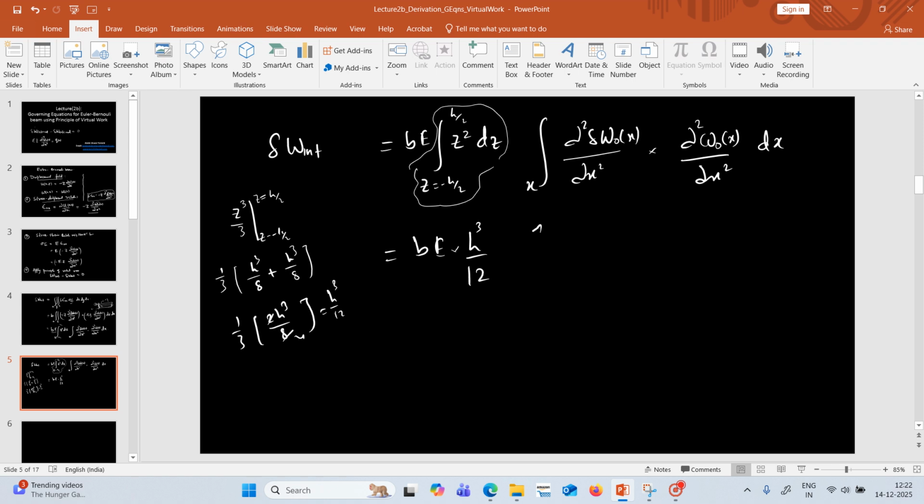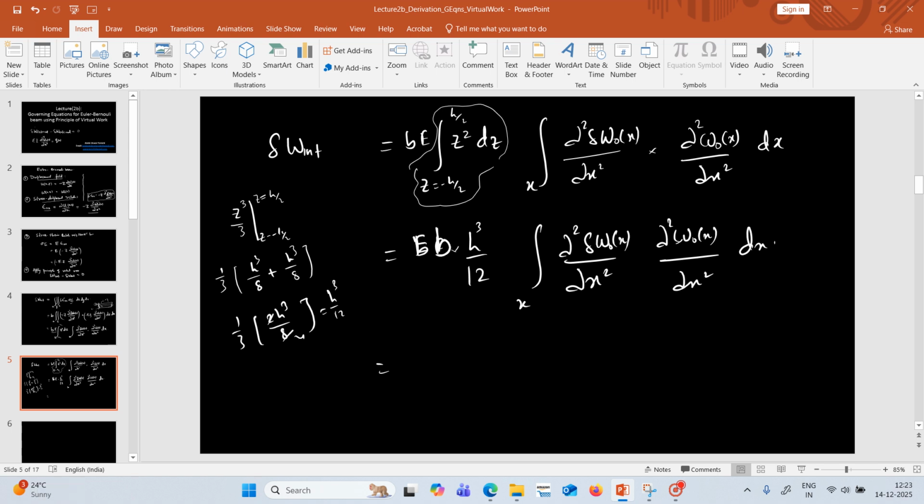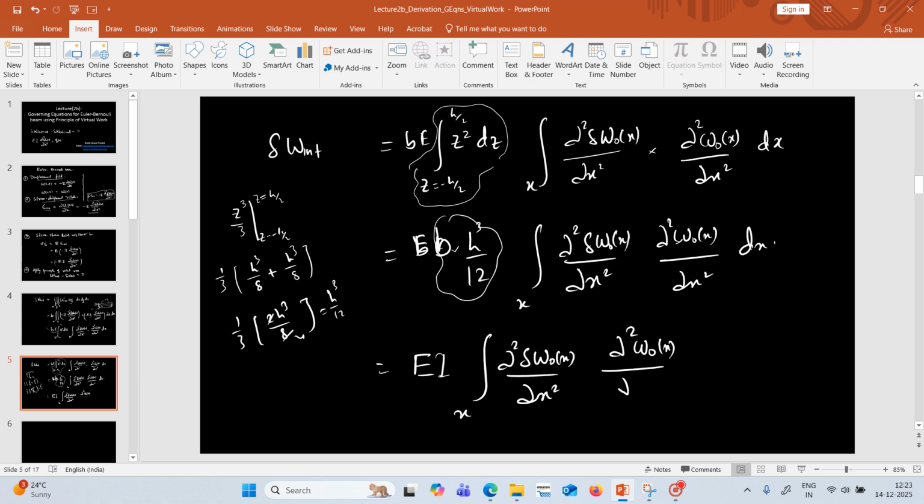The integral over x of del 2 delta w naught of x by del x square into del 2 w naught of x by del x square, whole dx. If we write E first and then b, we have b h cube by 12, which for a rectangular section is the moment of inertia, the second moment of area. So we can write E into I, times the integral of del 2 delta w naught of x by del x square into del 2 w naught of x by del x square dx.